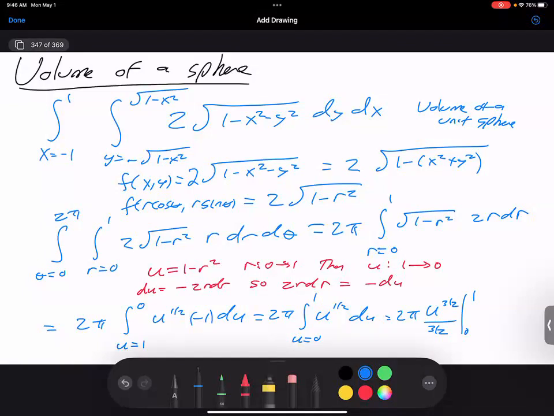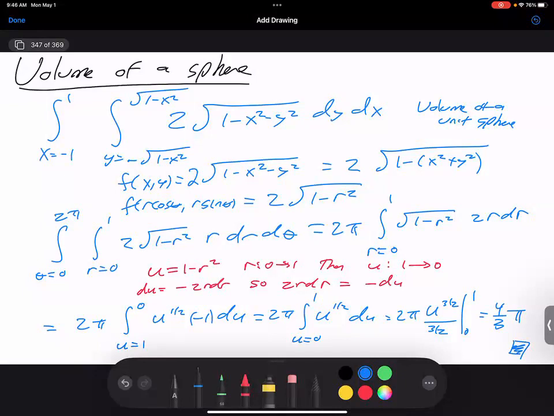Okay, well, what I get at 0 is going to vanish. What I get at 1 is just going to be 1. So I get 2 pi over 3/2. So this is equal to 4/3 pi. All right, that is the formula for the volume of a unit sphere. So we were able to get this by doing the integration.